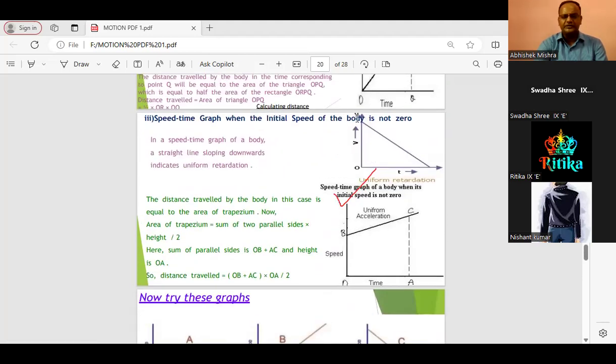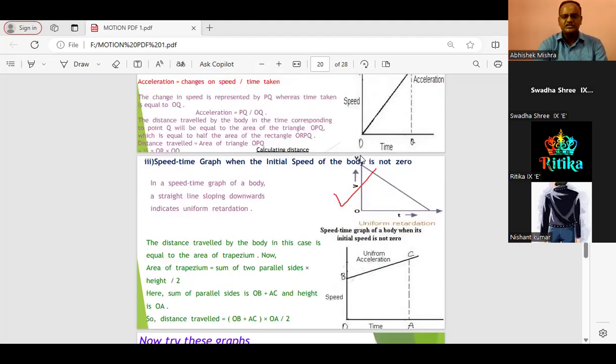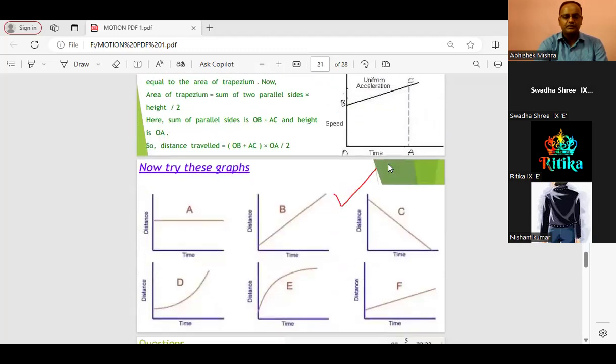Uniform retardation. That means here you can see this graph, where I have put a tick mark. The value of the acceleration is negative. That is a retardation, uniform retardation. That means the speed of the body is continuously decreasing with time.